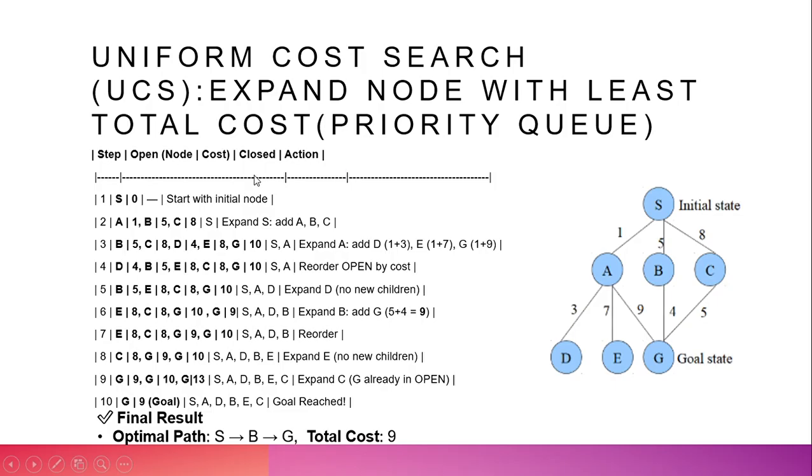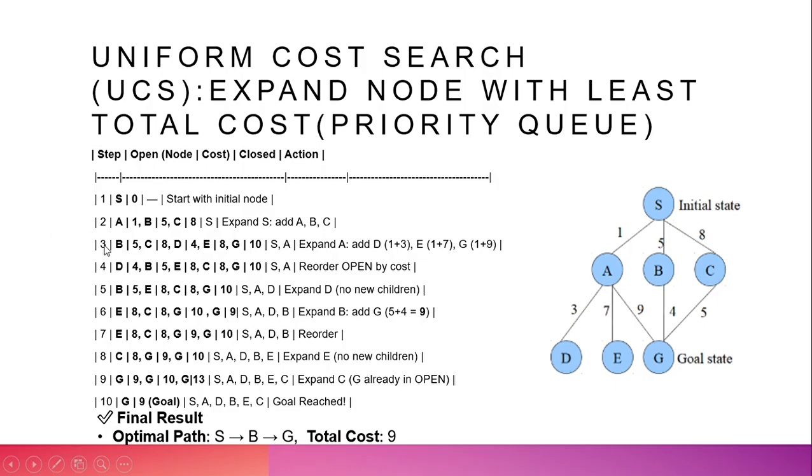So let us start with step 1. S is the initial node, cost is 0, so that's the initial node. As S is not the goal node, we will move towards step 2. So we have to add its child elements. S has the child elements A, B and C. We will write them along with the cost. So A has a cost 1, B has cost 5, C has a cost of 8, closed will be S as we have expanded it. The action we have performed is adding A, B, C.